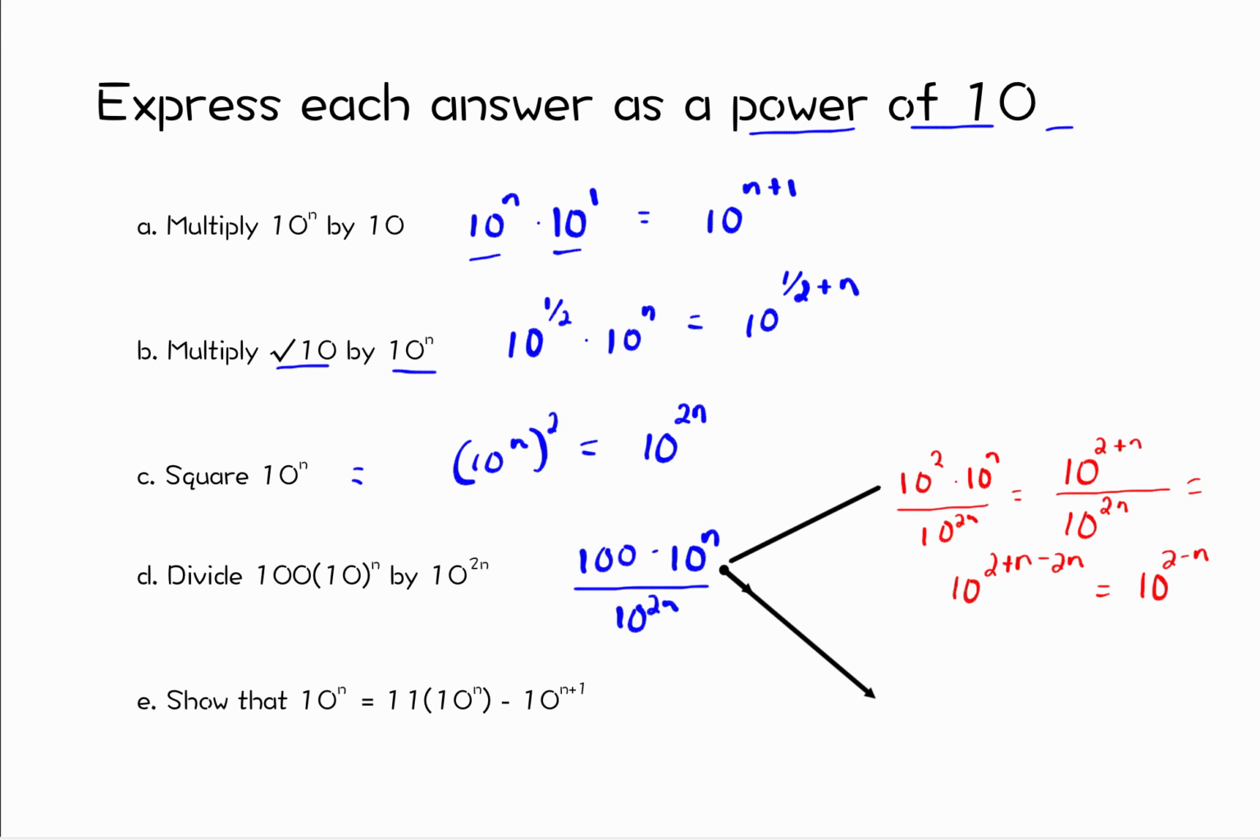Could have done it this way. I could have left that 100 times, let me rewrite that, 100 times 10 to the n over 10 to the 2n. Now remember, multiplying means or. So I can take this 100 or this 10 to the n to divide it by 10 to the 2n. So I'm going to choose to take, obviously, these two and divide them out.